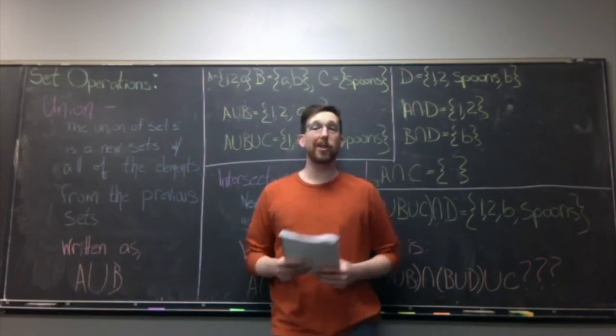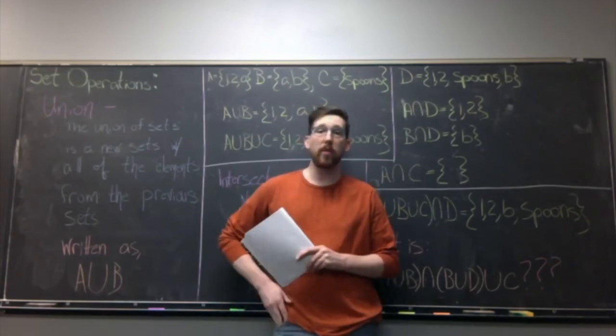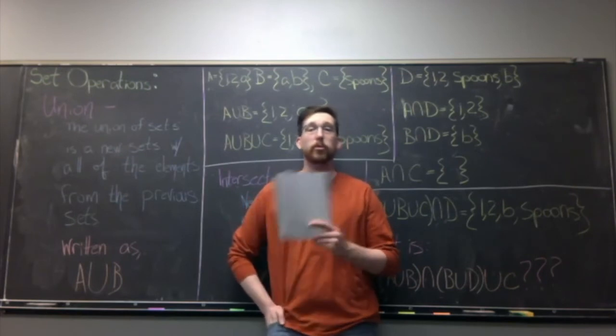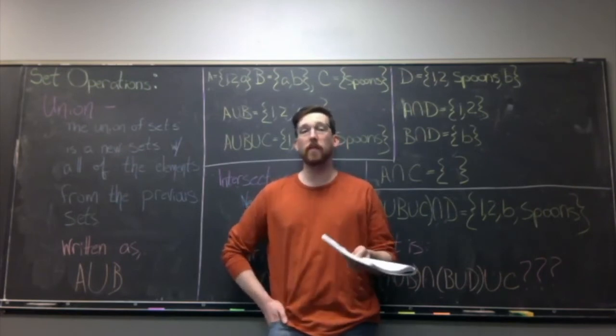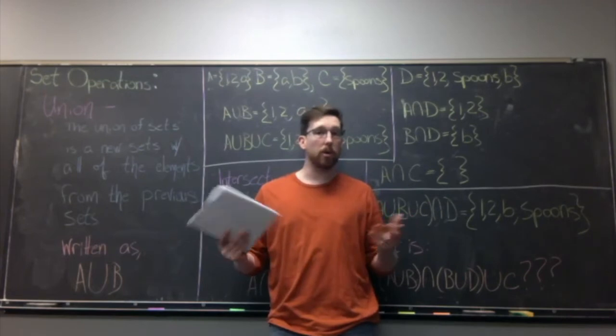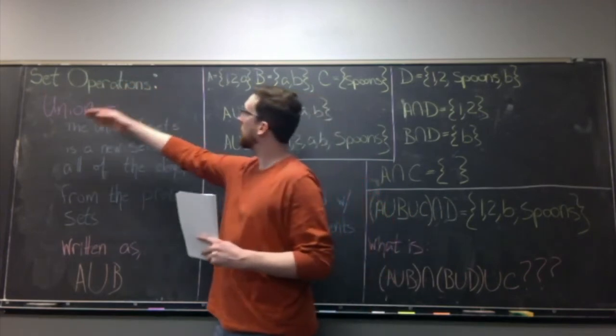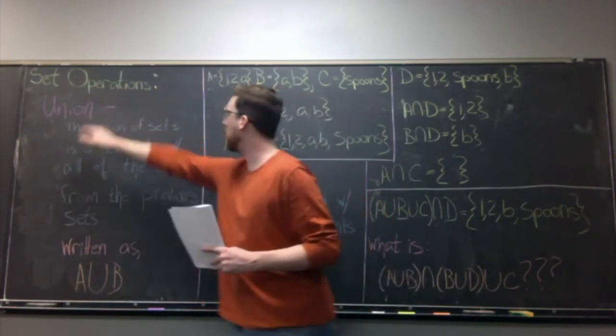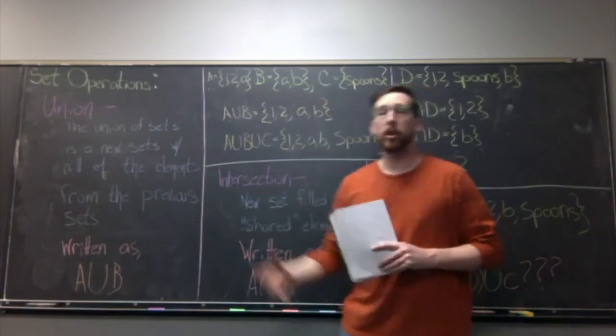Hey everybody, welcome to the fourth lecture of Contemporary Math. Today we're going to be talking about chapters 2.3 through 2.5. To start off with, we're going to start with set operations. In particular, we're going to be talking about unions and intersections.